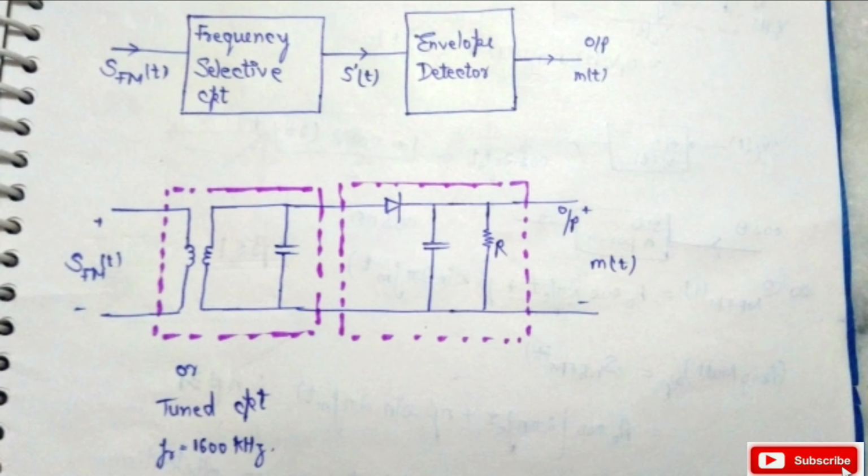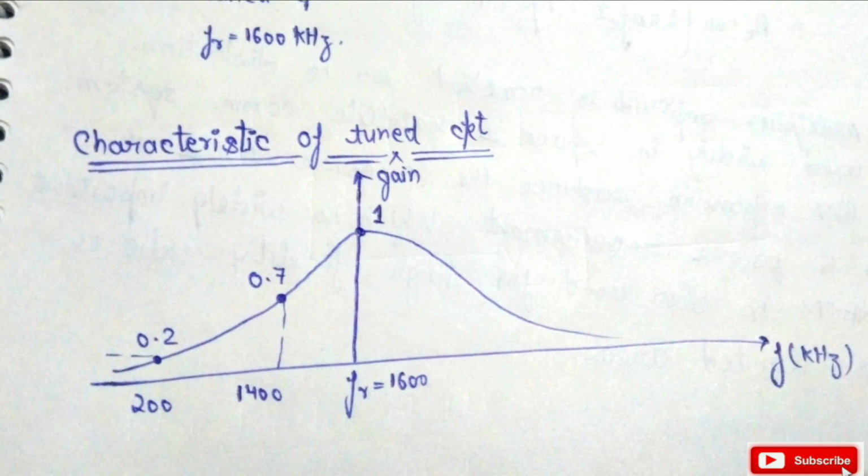Now we replace the block diagram with a basic circuit diagram. The frequency selective circuit is a tuned circuit that is followed by the envelope detector. The envelope detector is the same as we discussed earlier in the demodulation of the amplitude modulated signal. We assume that the resonant frequency of this tuned circuit is 1600 kHz. As we see in the diagram, the tuned circuit consists of two inductors which form a transformer.